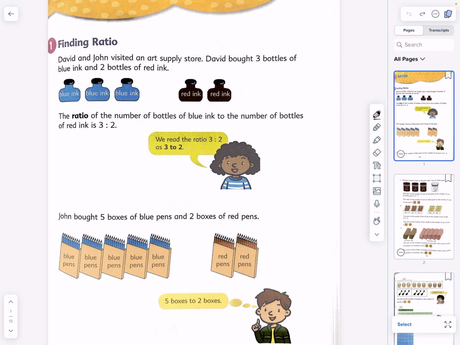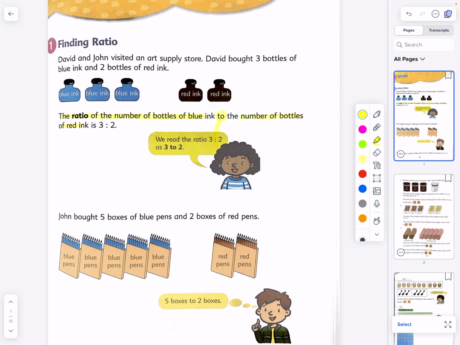For example, we had David and John visit an art supply store. David bought 3 bottles of blue ink and 2 bottles of red ink. We say the ratio of the number of bottles of blue to the number of bottles of red is 3 to 2. And you can see it based on the picture. We write ratios in the language of mathematics using the colon to represent the word "to."